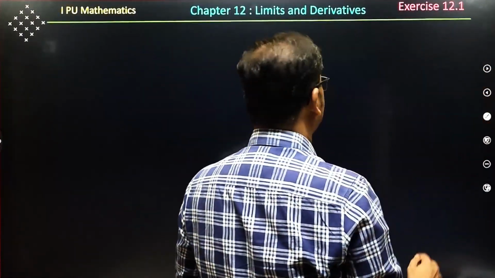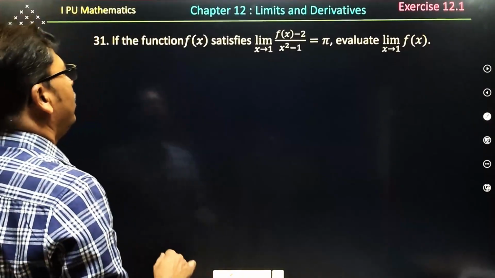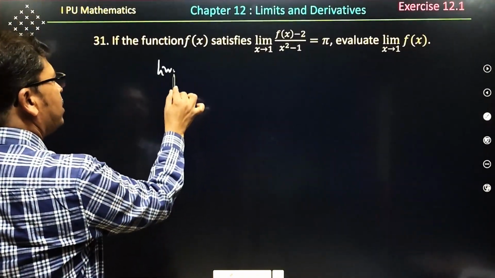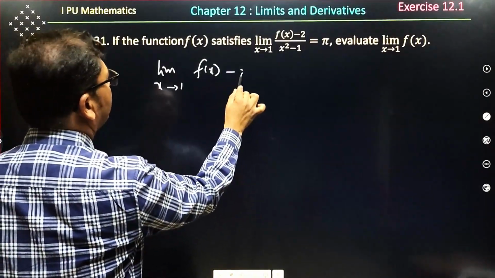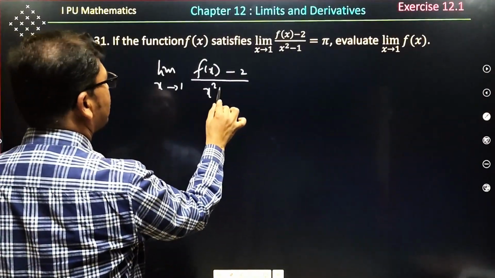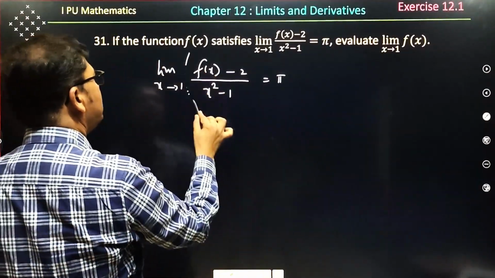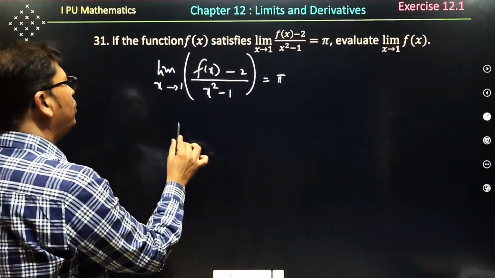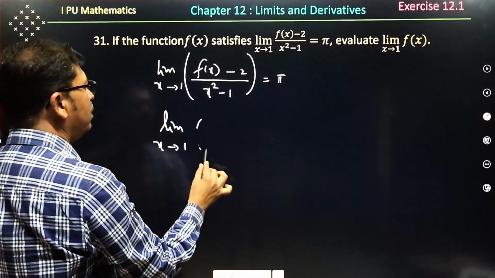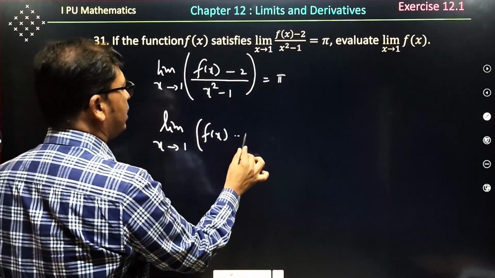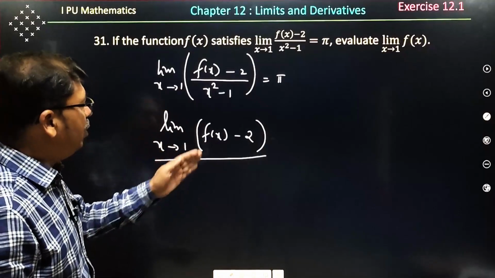Now let me continue with the next example. See, one more interesting and simple example. Consider the given condition: limit x tends to 1, (f(x) minus 2) divided by (x square minus 1) is equal to pi. Now this limit can be applied to both numerator as well as denominator. So you do like this: limit x tends to 1, f(x) minus 2 you write here. Rules of limits I would like to apply. Take the limit to the denominator here.